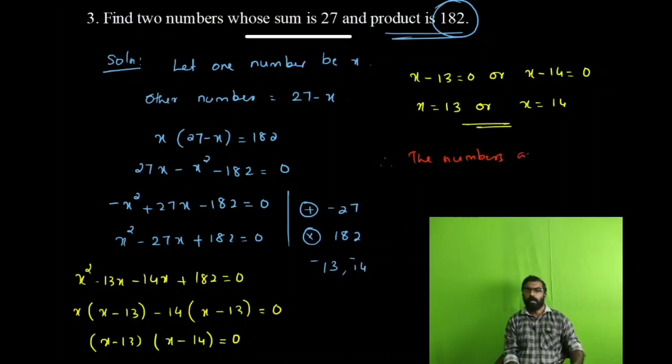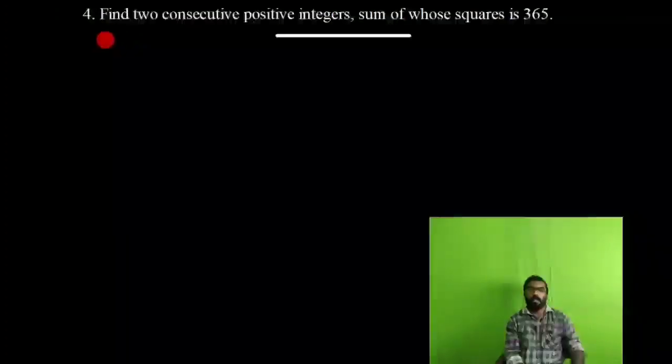The numbers are 13 and 14. Okay. Now we shall discuss the fourth question. Find two consecutive positive integers, sum of whose squares is 365. Here two consecutive positive integers. So we can consider one integer as x.